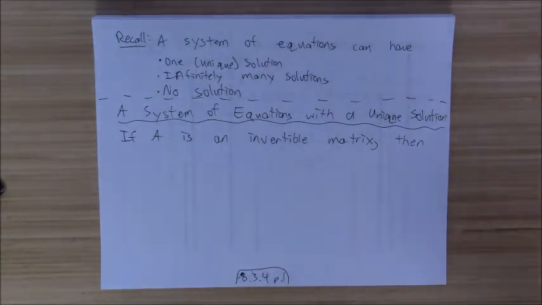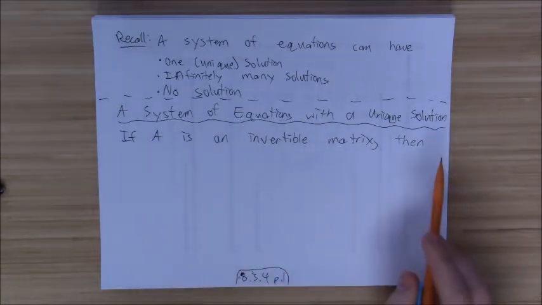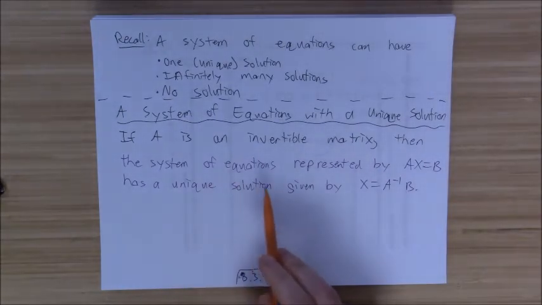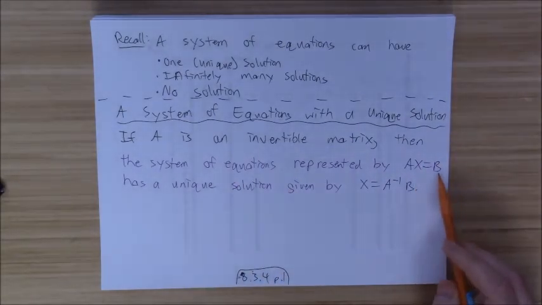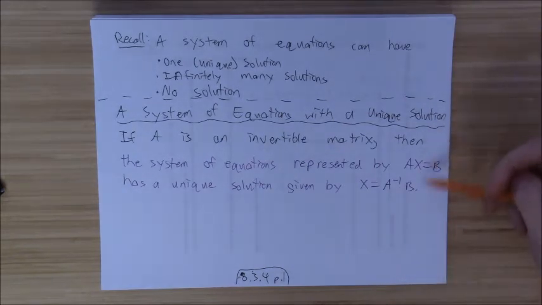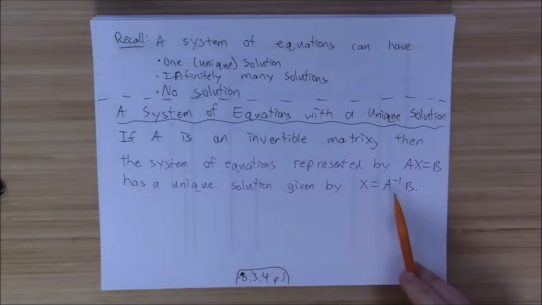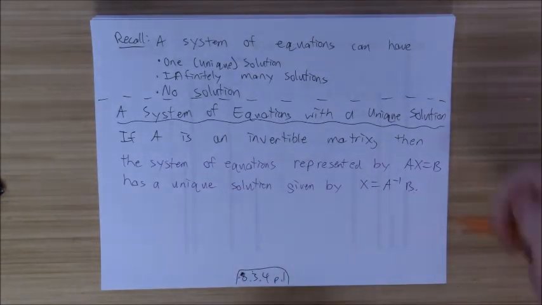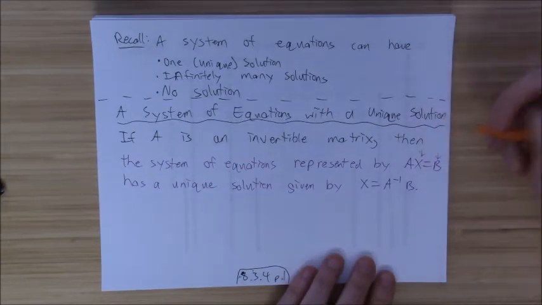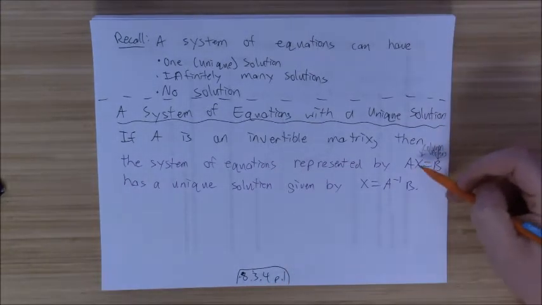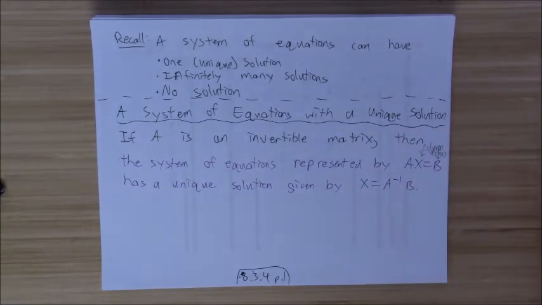Phrasing this in terms of inverses, what we have is the following: if A is an invertible matrix, then the system of equations represented by AX equals B, where X is the column vector of the unknowns, has a unique solution given by X equals A inverse B. And that makes sense because X and B are both column vectors of the same size, so A inverse, being the right size, can be applied to both sides.